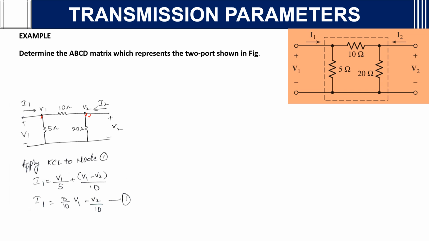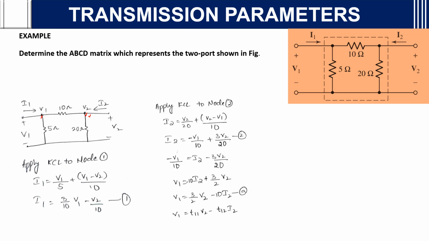I1 is equal to V1 by 5. If this is incoming current, this will be outgoing current and this will be outgoing current, (V1 minus V2) by 10. So you will get the equation as I1 is equal to 3 by 10 V1 minus V2 by 10. Then apply KCL to node 2.